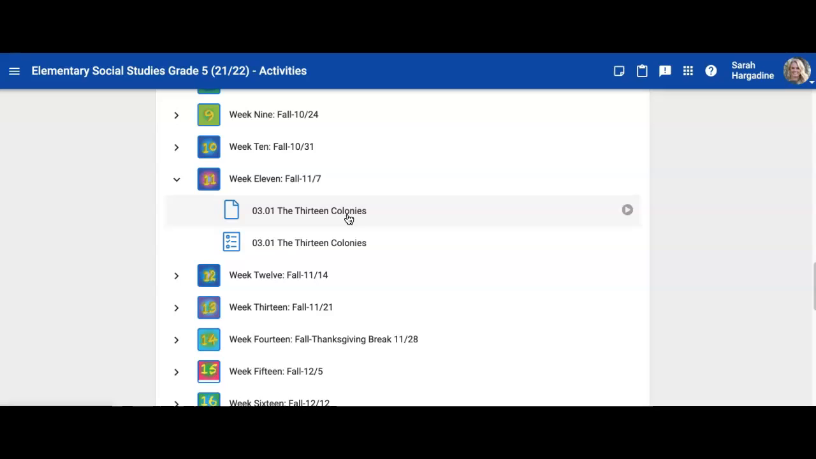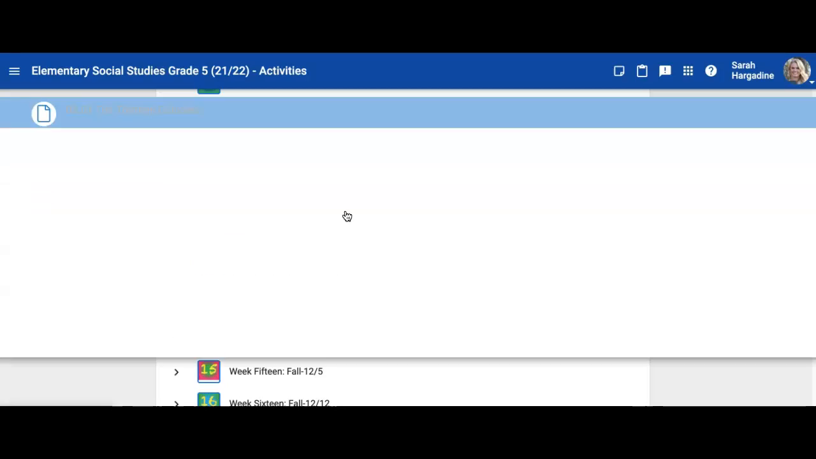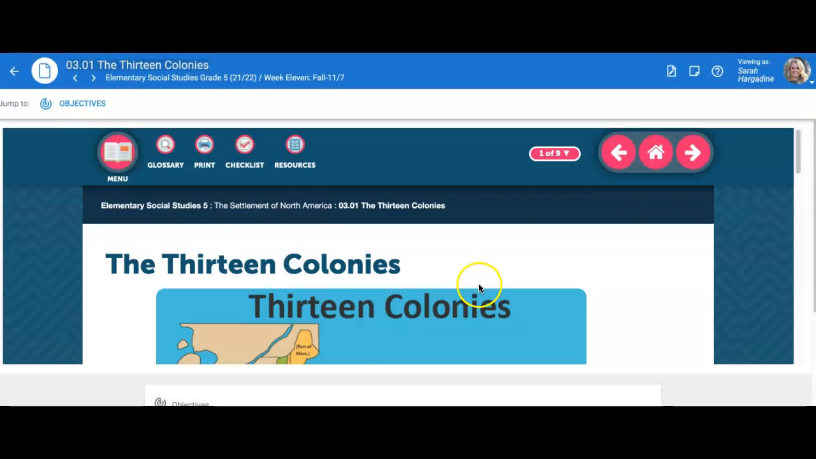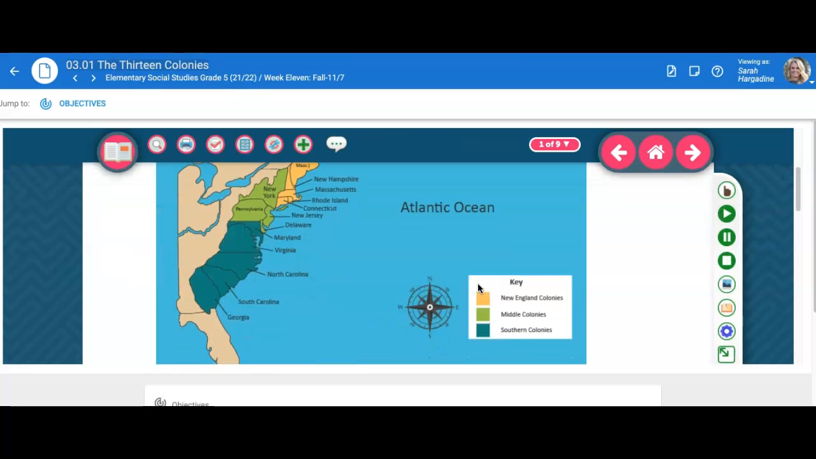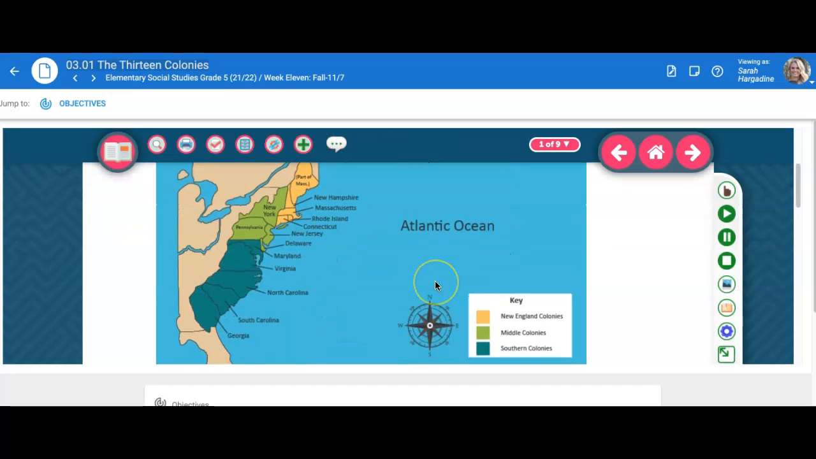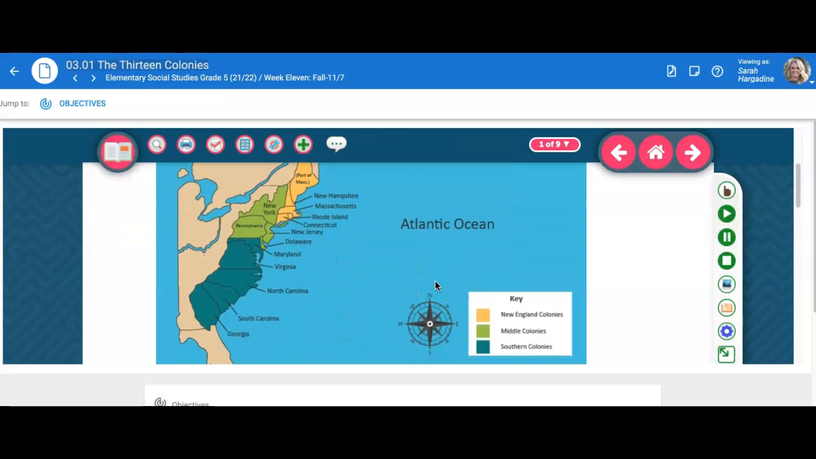For social studies, you're starting the new unit for module 3, and when you go into the content, you'll see that we're focusing on the settlement of North America. So the original 13 colonies will start to be focusing on the initial stages of what we now have as the United States of America.